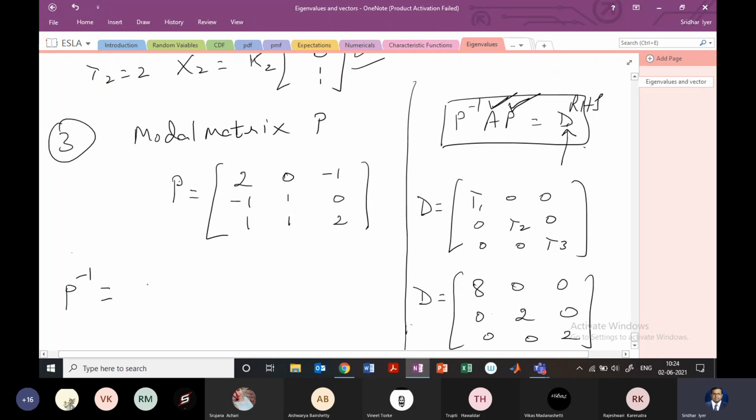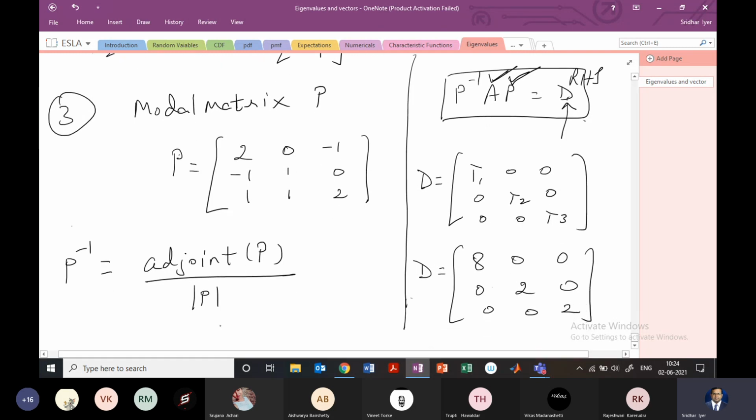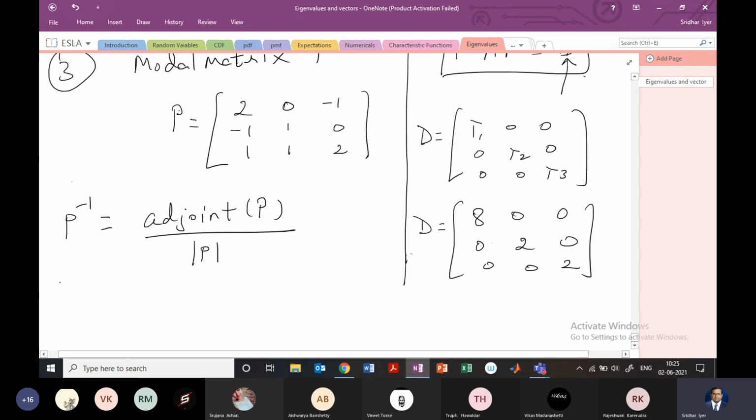equation which we have is the adjoint of the matrix, that is adjoint of P divided by determinant of P, right? So here we need to find the adjoint of P and then we need to find the determinant of P and divide, right? So we can easily find the determinant of P. So let me find that first.